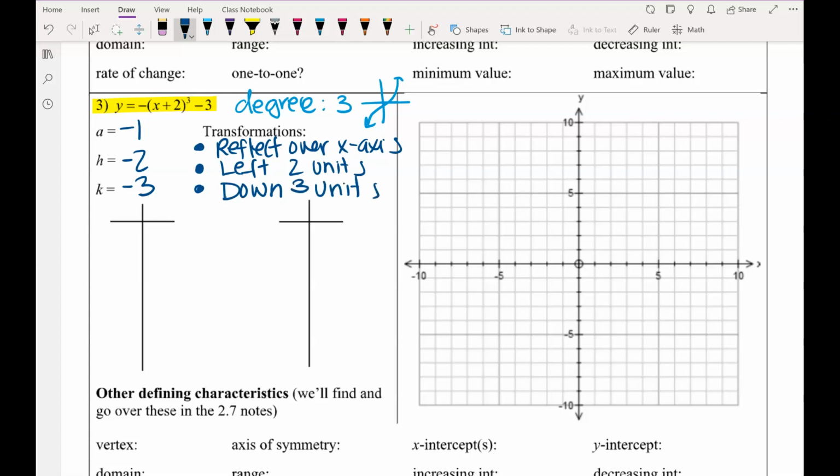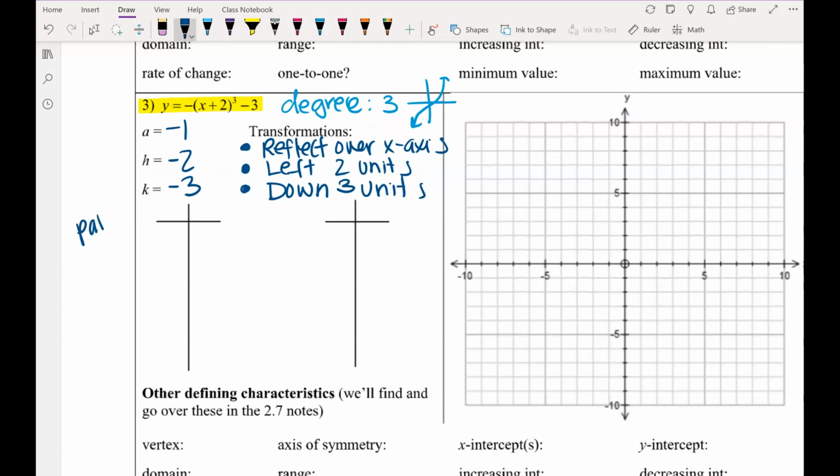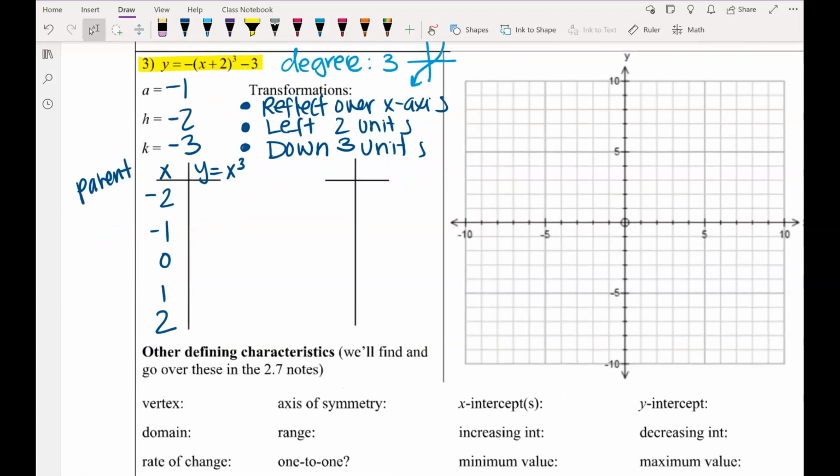Okay, so let's do the parent first, students. We're going to be x, and then over here, we're going to have y equals x to the third. Sophia, give me all 5 x inputs for the parent. -2, -1, 0, 1, 2. Great. Chris, give me all 5 outputs for the parent. For the y, so it'd be -8, -1, 0, 1, or 8.